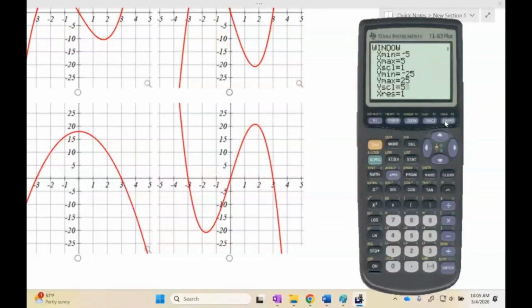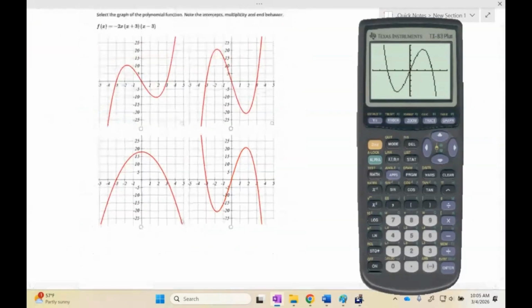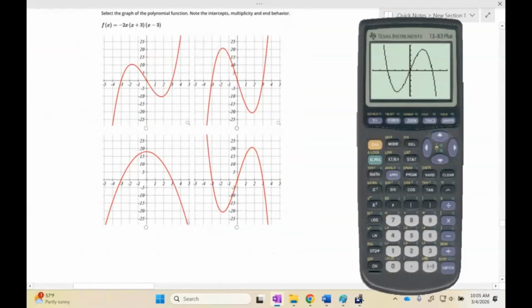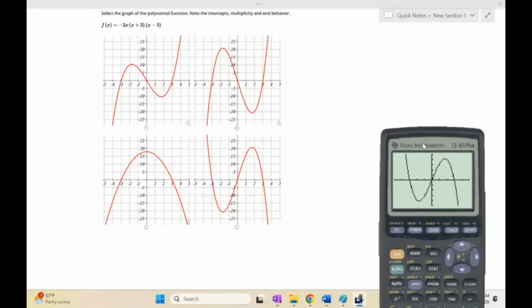And now if I correct, I should see something that looks a little bit better. Is everybody okay with that? I just put it in the calculator. You may or may not want to change the stuff up if you can kind of guess which one it is. That is how you would analytically do this problem.